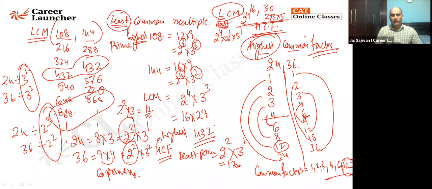So 5 3s are 15. 15 into 16 is coming out to be how much? It is 240. I'll say 240 is a common multiple of 16 as well as 30. Is it fine, Parul Chaudhary? This is what we have done in LCM.